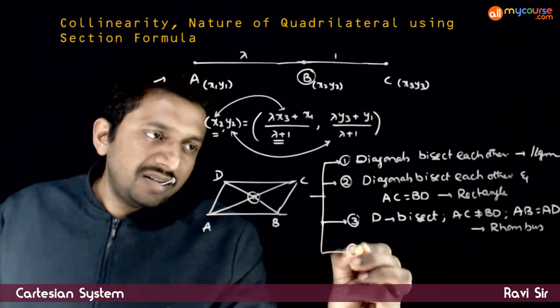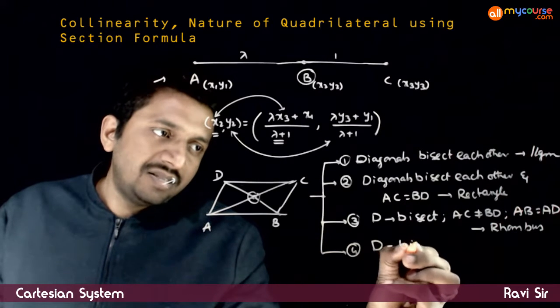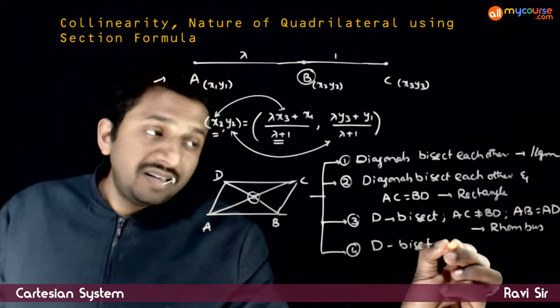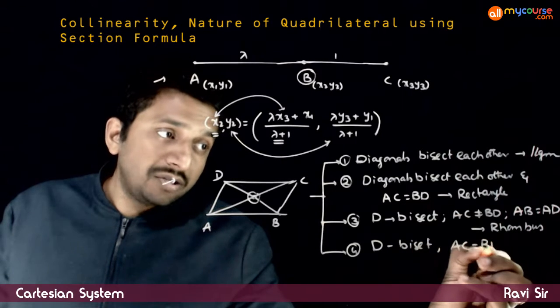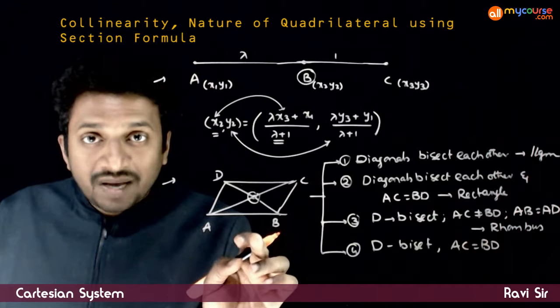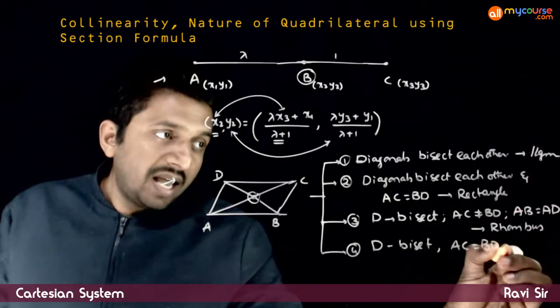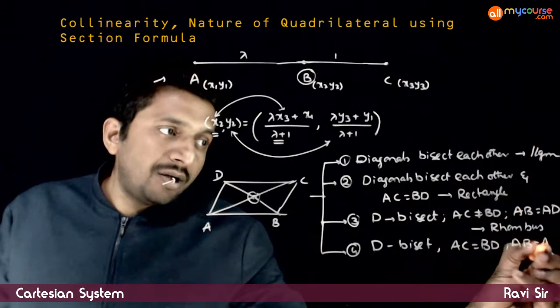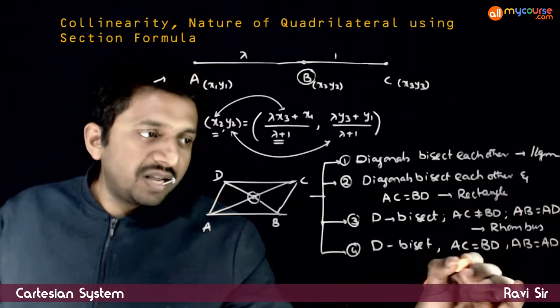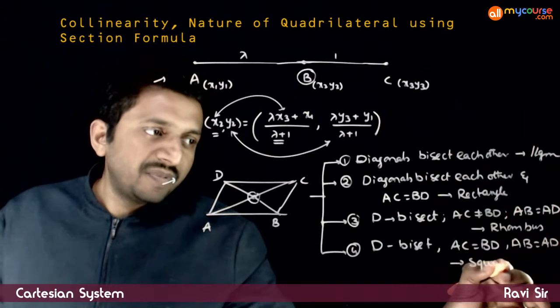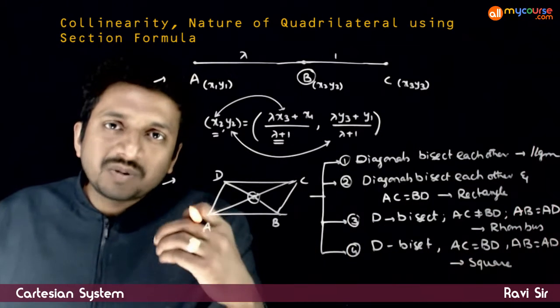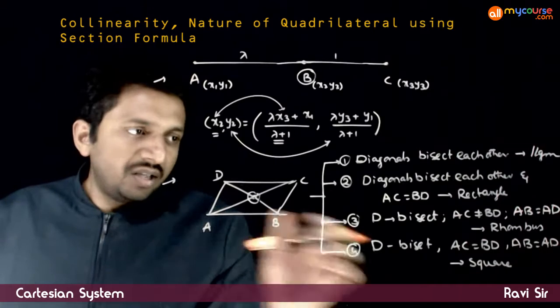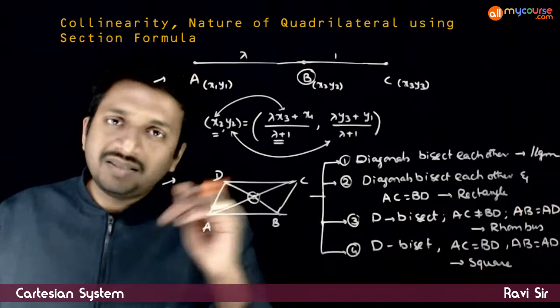Next, diagonals bisect each other, the diagonals are also equal. Diagonals bisect each other, diagonals are equal, and the adjacent sides are also equal. This becomes a square. So as you go down, the figure becomes more and more specific. If all the 3 conditions are valid, then it is a square.